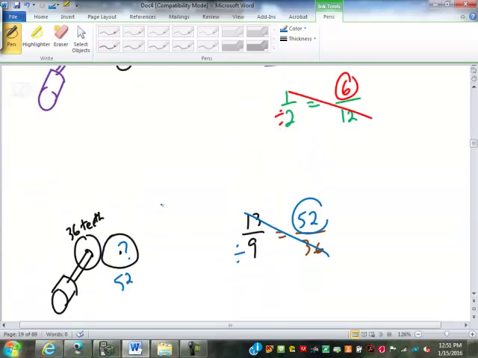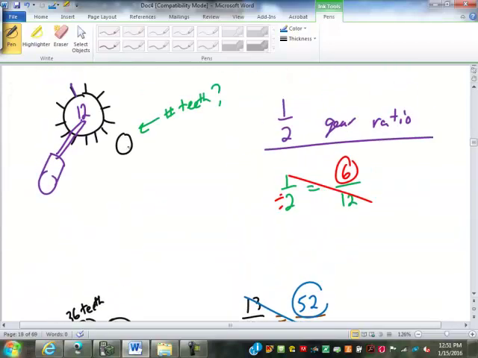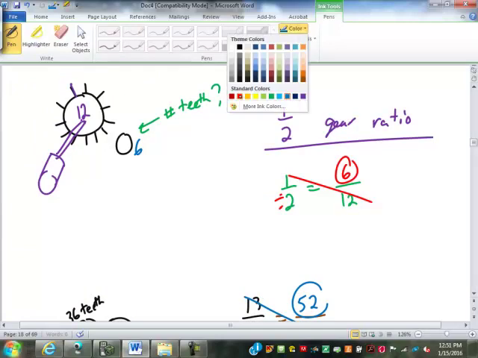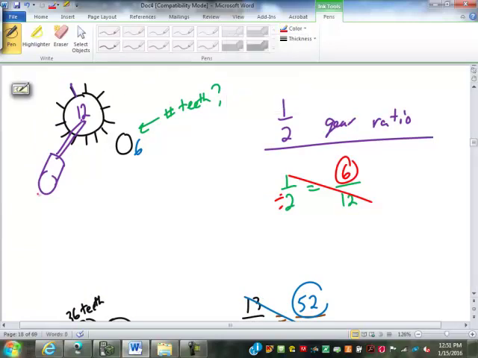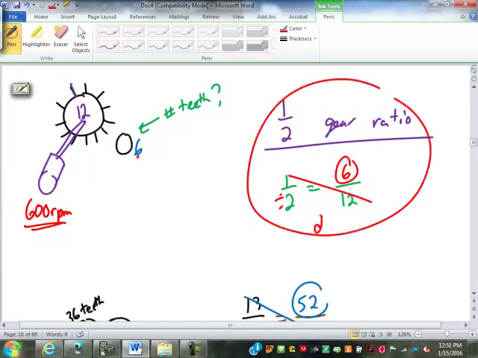Now I'm going to step back. Back up to this first example. This was 6 teeth. If this motor runs 600 RPM, how fast is this gear going to go? Now, this was what we call, remember, this was a direct relationship. The bigger number in the ratio corresponds to the bigger number of teeth. They're directly related.